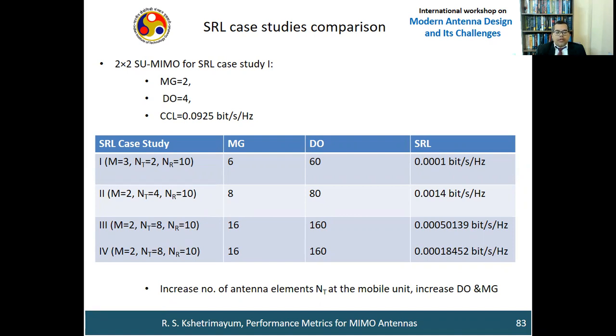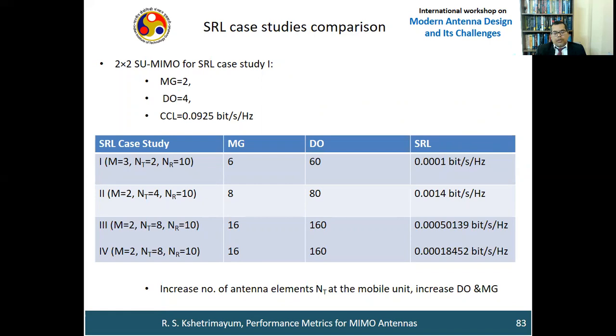In the multi-user case, we have first case, second case, third, and fourth case. You see that the first case employed two antennas at the mobile user. Let us assume that the base station is employing 10 antennas for all cases, and we assume that there are 3 mobile users. In that case, we find the multiplexing gain is 6, diversity order is 60, and sum rate loss is 0.0001 bits per second per Hz.